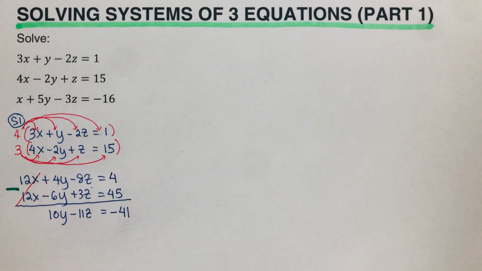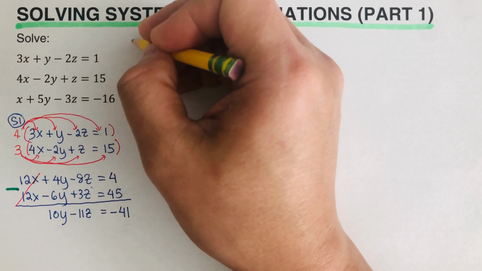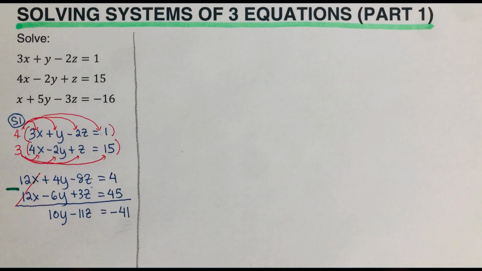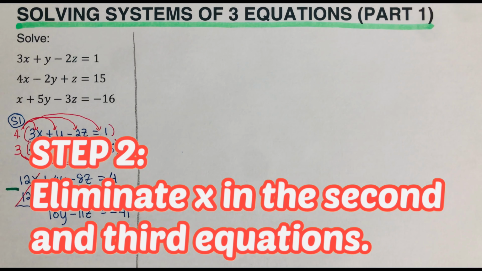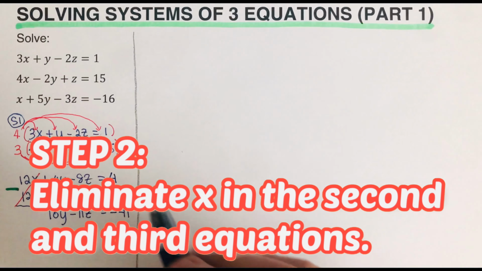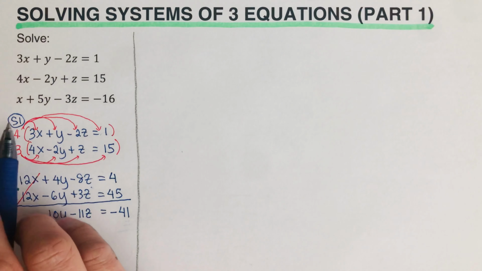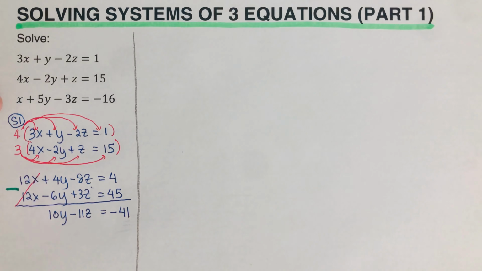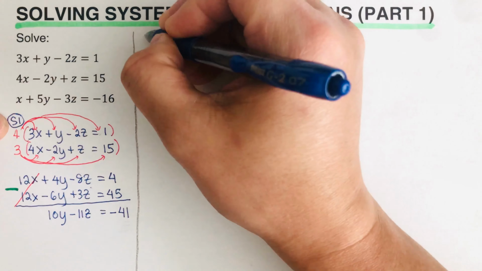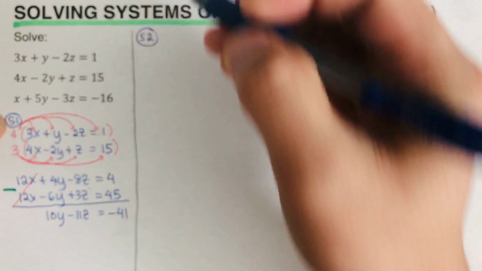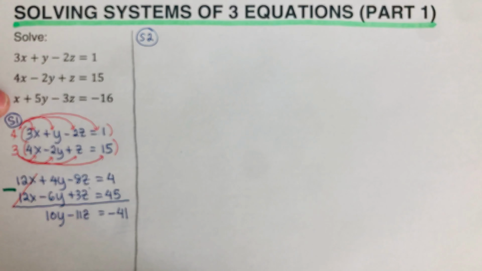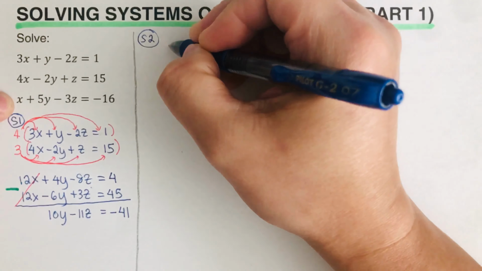Now we move on to the second step. The second step is to eliminate x using the second and the third equation. Again, what we did in the first step was use the first and the second. For the second step, I'm going to label this as S2 right here. We are going to use the second and the third equation, so I'm going to write that up here.